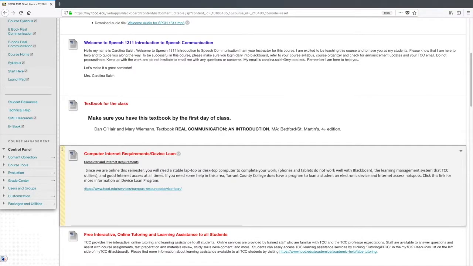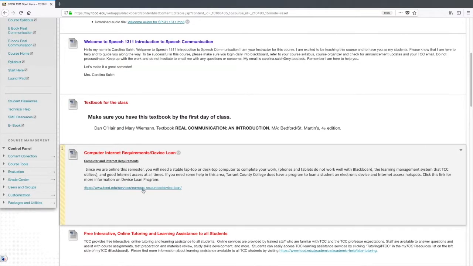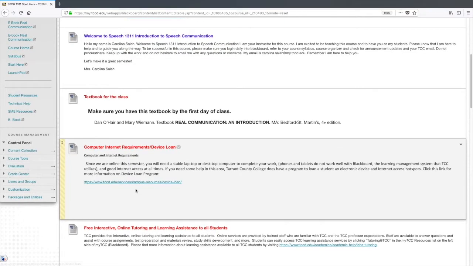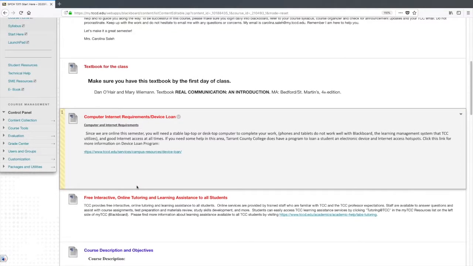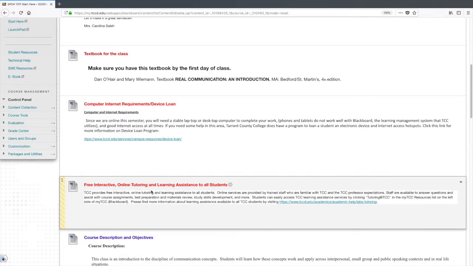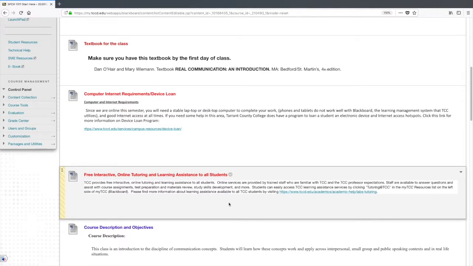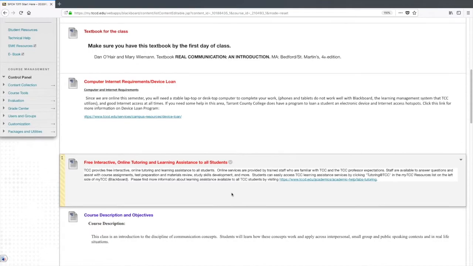If you encounter any problems with your computer or you need a loan device, you can click on this website right here and it'll take you to the information where you can get a device loan from Tarrant County College. There's also free interactive online tutoring and learning assistance for all students. This is the website here and it will take you to the information where you can get assistance for tutoring.